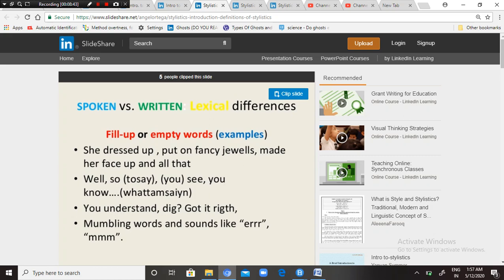Spoken versus written lexical differences. Filler words are empty words. Examples: she dressed up, put on fancy jewelry, made her face up and all that. Well, so, thus, as you see, you know what, Sam, you understand, Dick got it right. Marbling words and sound like.